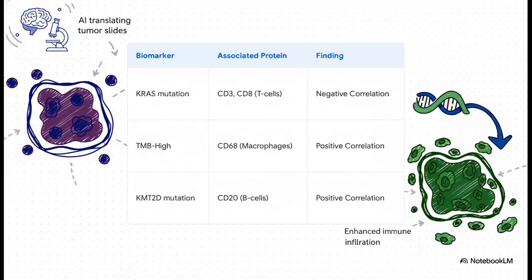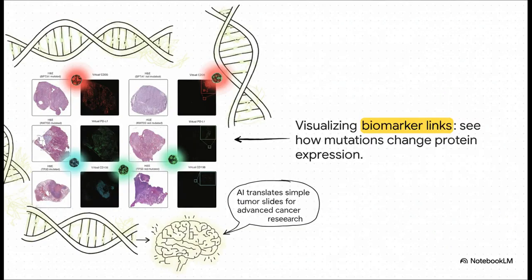For the first time, they could draw these really clear lines connecting specific genetic mutations to the immune response happening inside the tumor. For example, they saw that tumors with a KRAS mutation tended to have way fewer T cells. Those are key immune fighters. But on the flip side, tumors with a KMT2D mutation showed way more immune cells. And you can literally see the difference this makes. Look here. On the left, a patient with a specific mutation, SPTA1, shows a dramatically different protein landscape than the patient on the right without it. Just look at that bright red signal for the CD20 protein on the left and how it's almost completely gone on the right. This is genetic code made visible.